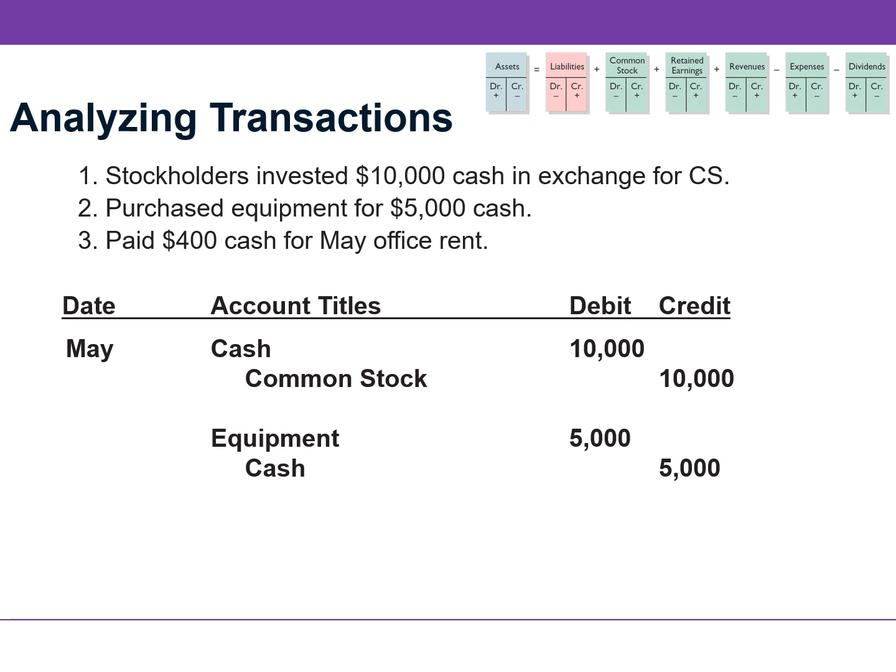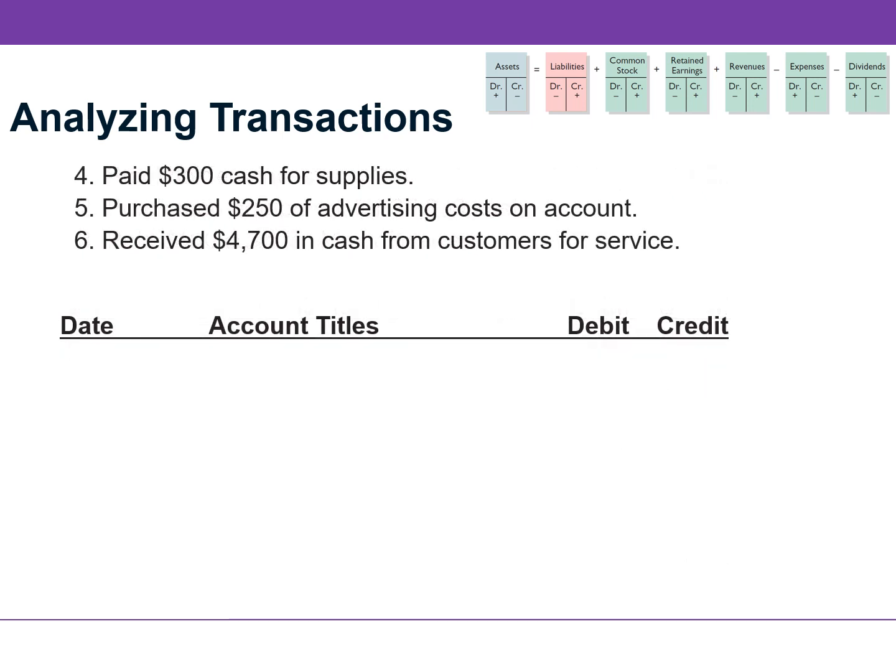Debits increase expenses and credits reduce assets. So in this transaction, we must debit rent expense and credit cash for $400. Please consider pausing this video and identifying the debits and credits for the next 3 transactions.